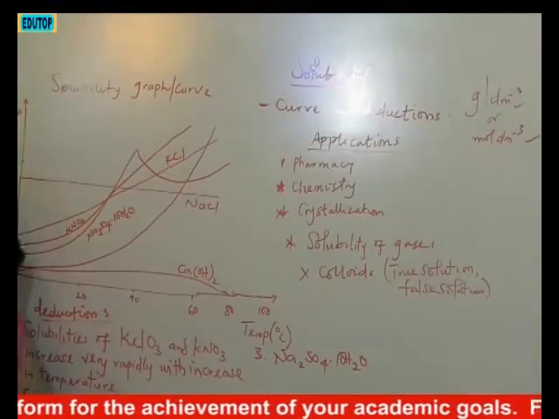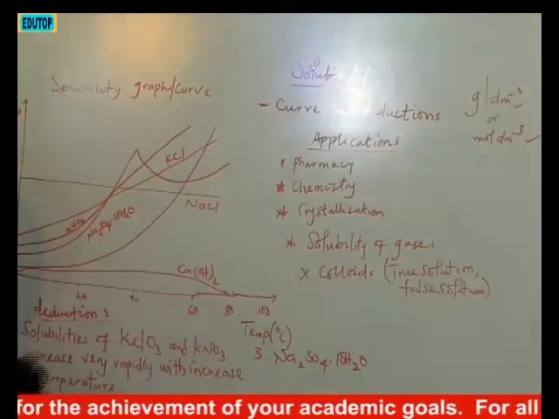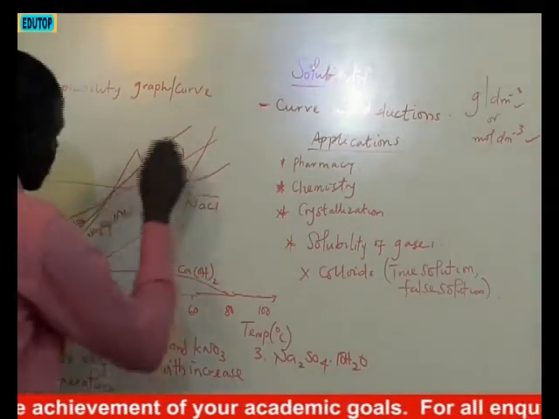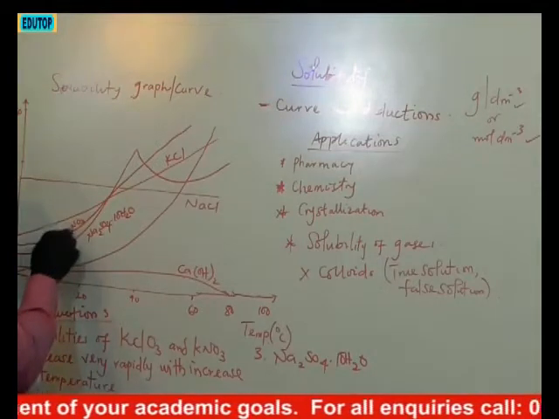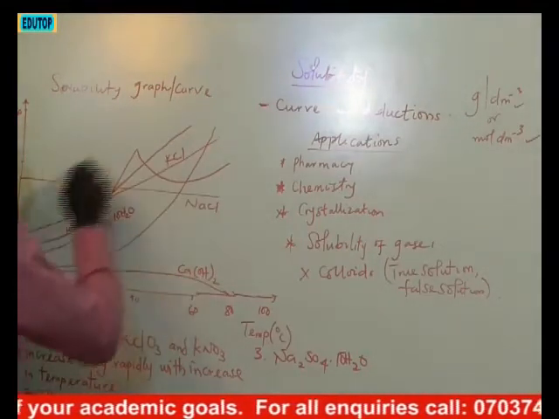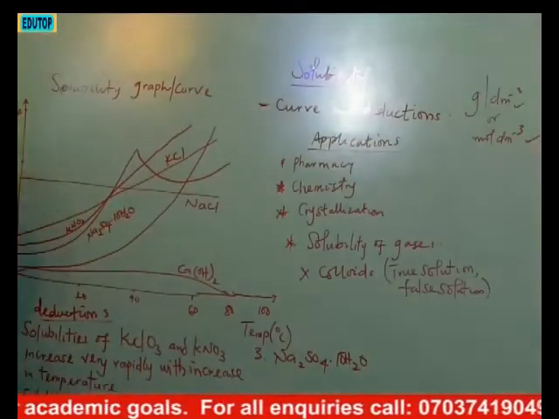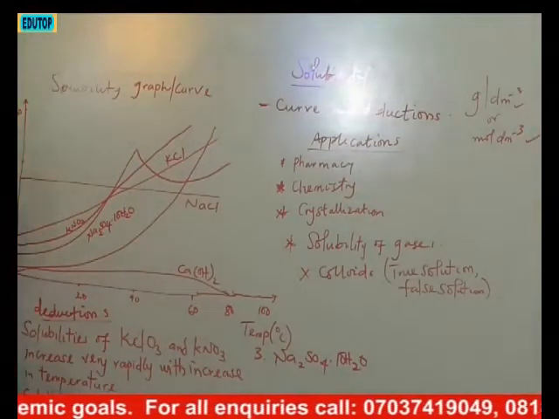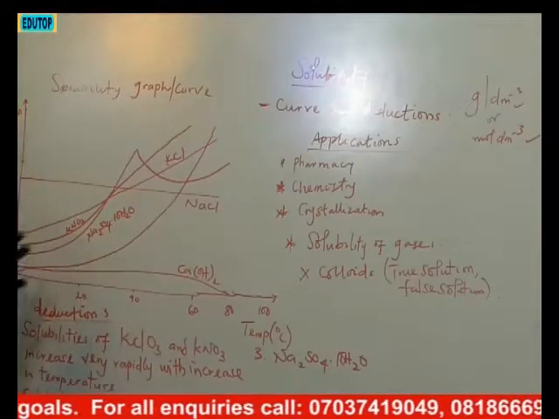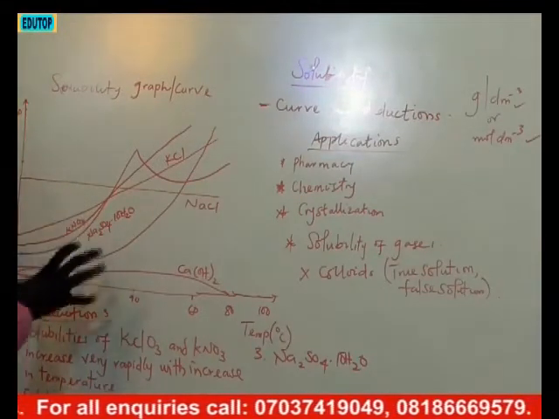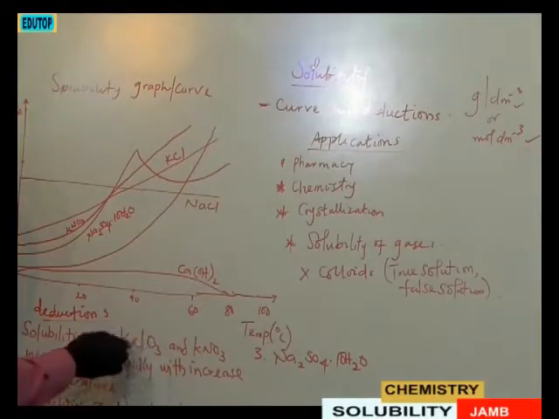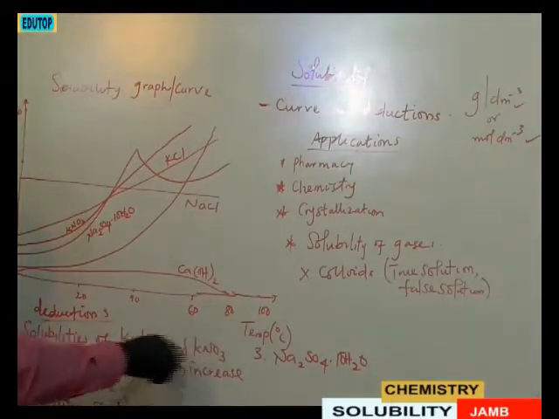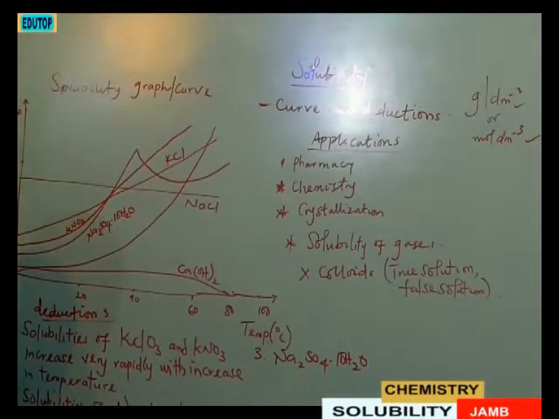Potassium chloride, the rate of solubility increases with increase in temperature. That's why you see it moving like this. Then also in the case of KNO3, potassium trioxonitrate 5, the solubility increases with increase in temperature. But it should be noted that the deduction to be made from this graph is simply that solubilities of potassium trioxochlorate 5 and KNO3 increase very rapidly with increase in temperature.